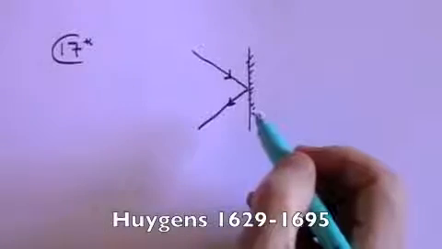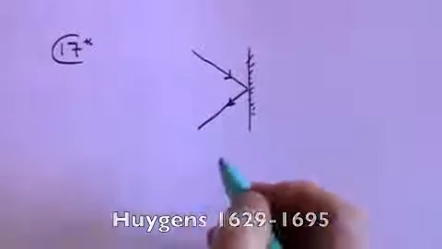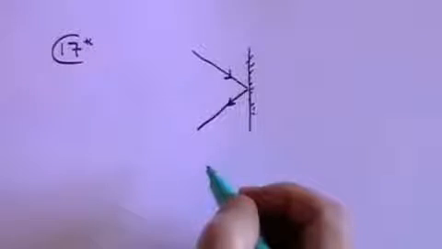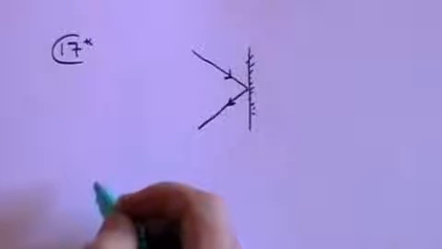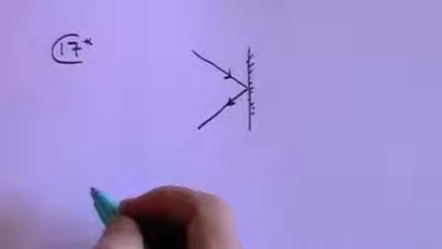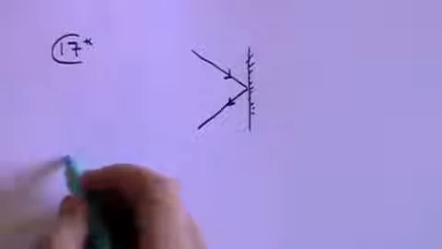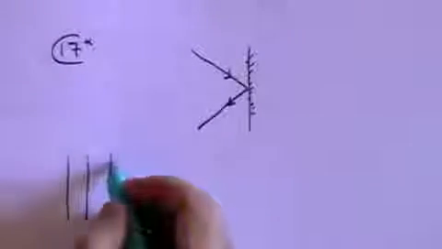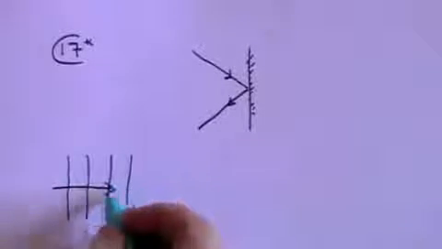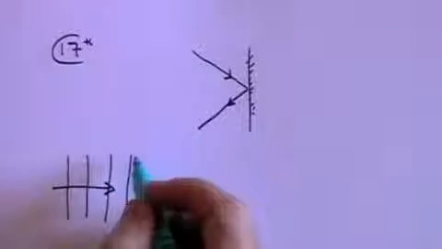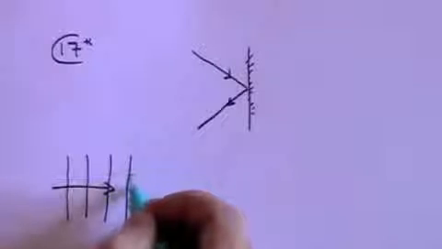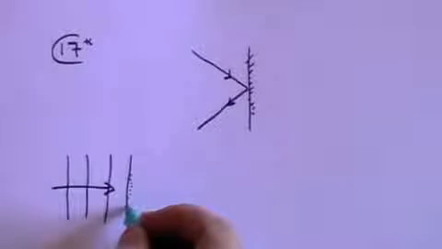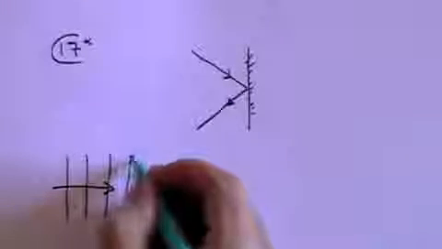Huygens, on the other hand, took the view that light was made of waves. And he said that every point on a wavefront is a point source of a secondary wave. So if you have waves coming along like this in this direction, then he said every single point on this wavefront is a source of light.